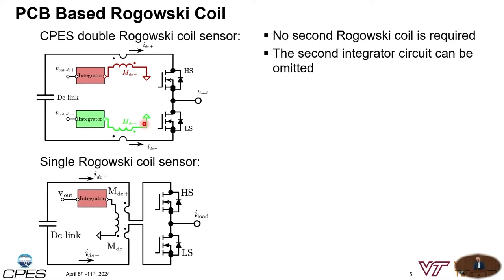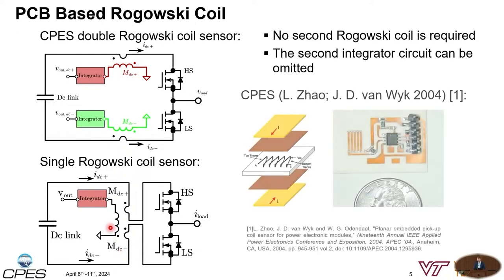It's fairly simple. Instead of using two Rogowski coils, we just use one. And we couple that Rogowski coil to the DC plus as well as to the DC minus. That allows us to reduce the effective size that we need by half, but we also only need one integrator circuit, so we can reduce the amount of active components, op amps, and reset switches that we need. And CPES has published work on the current sensor, Planar Rogowski coil, in 2004 by Dr. Van Wyk. We can utilize that same concept that they proposed in 2004 to create the current sensor that is depicted in the bottom left.